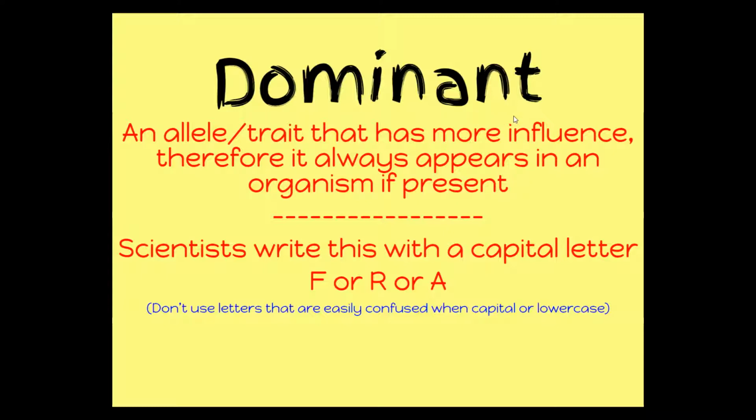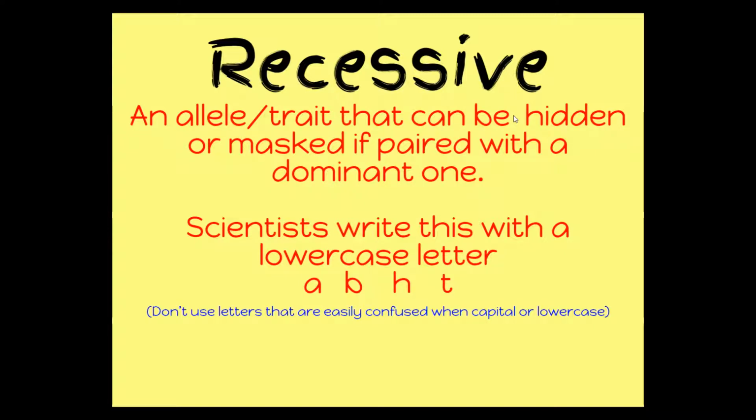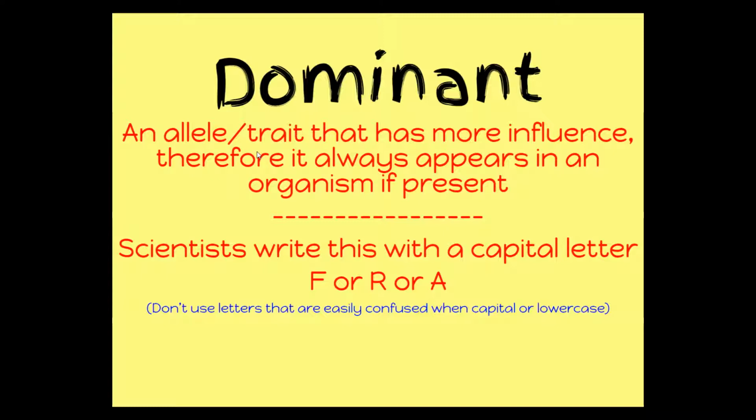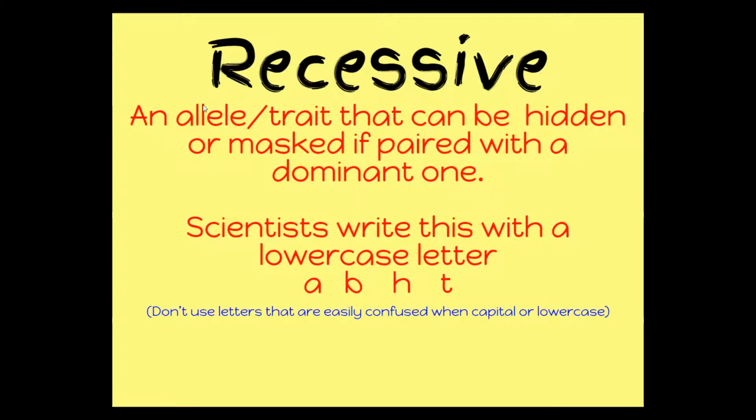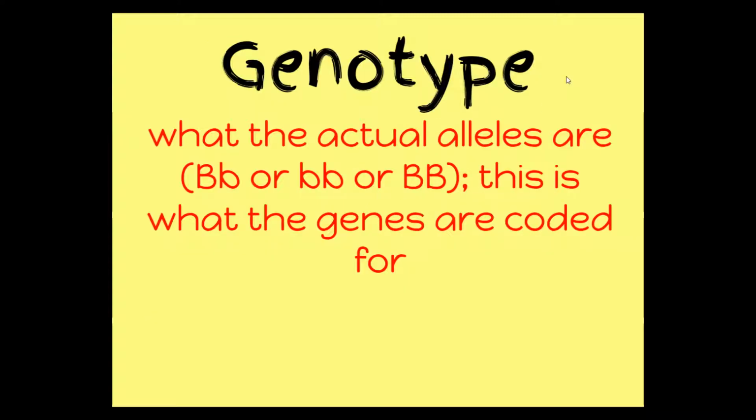So what's the only way you can show the recessive gene? If the dominant gene is not there. So it's if you have both recessive. Let's read the definition. It says, an allele or trait that has more influence, therefore it always appears in an organism if present. Scientists write this with a capital letter. Use letters like F and R and A, ones that have a very different capital and lowercase letter. And then recessive is the opposite, an allele that can be hidden or masked if it's paired with a dominant one. We write a lowercase letter with this. I think you have a good understanding of this already. Go ahead and write down what dominant and recessive are in your notes.